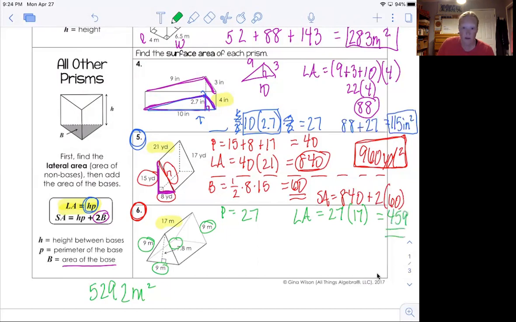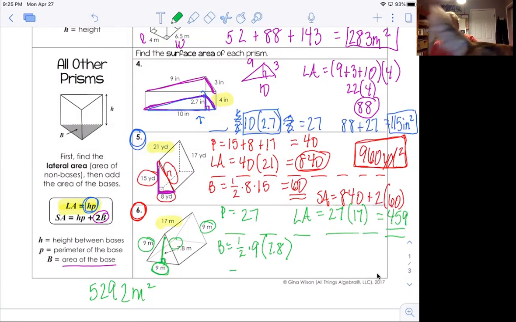Now we have to find the area of each triangular base and multiply it by 2 because there's 2 of them. So area of the base is 1/2 times the base down here, which is 9, and the height of the triangle over here, remember it makes the 90-degree angle, is 7.8. So it's 1/2 times 9 times 7.8. And if I do the math on that, I get 35.1.